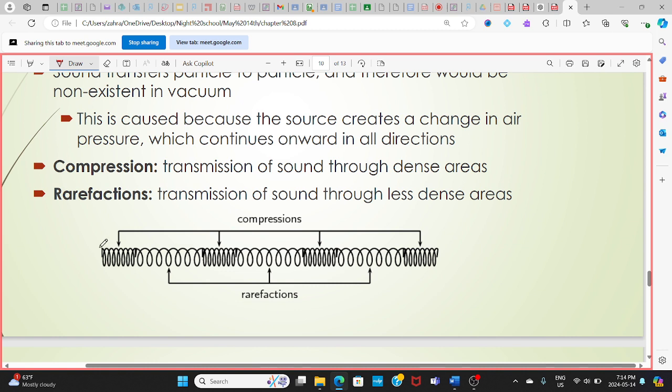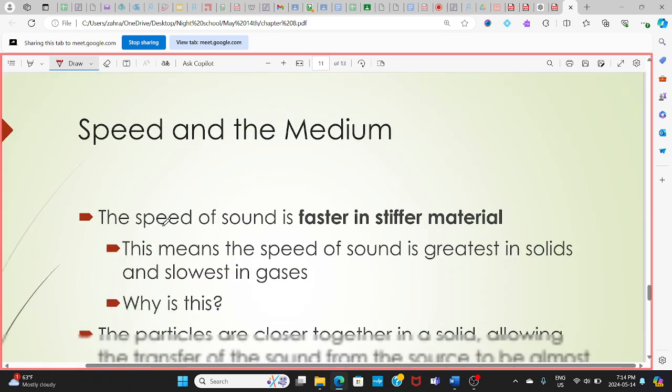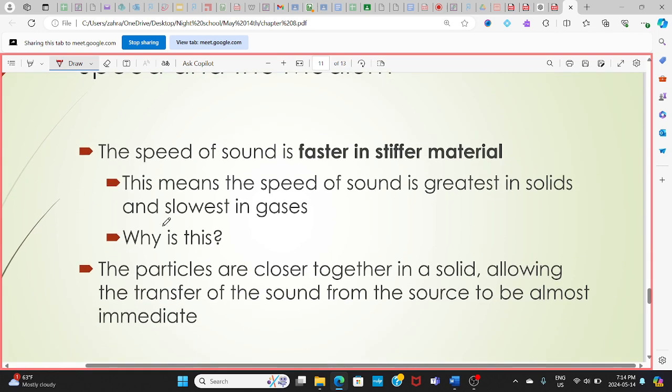Again, the molecules vibrate back and forth, and the wave or energy moves forward. So they are along each other. So this is a longitudinal example. The speed and the medium. The speed of sound is faster in a stiffer material.